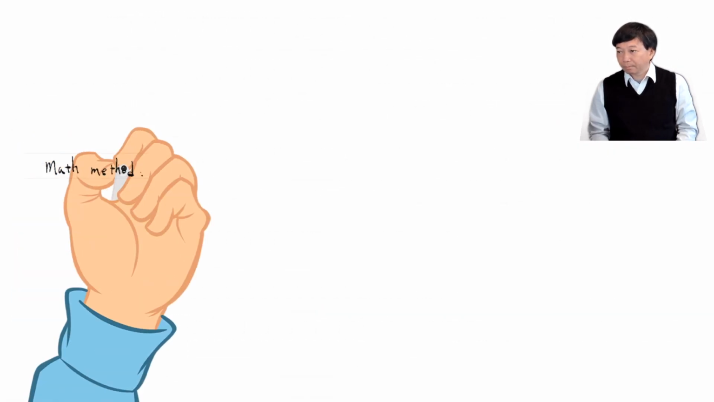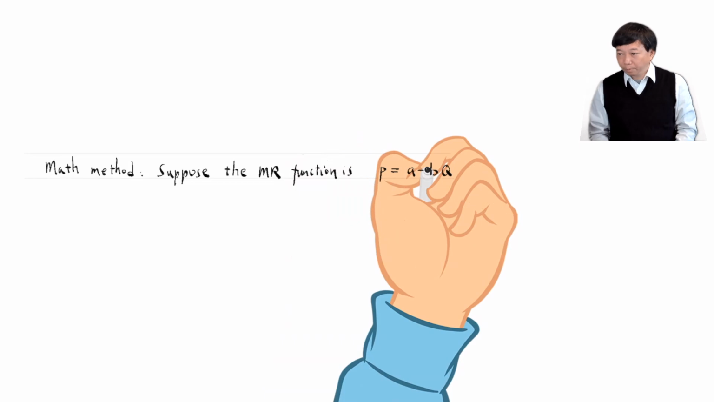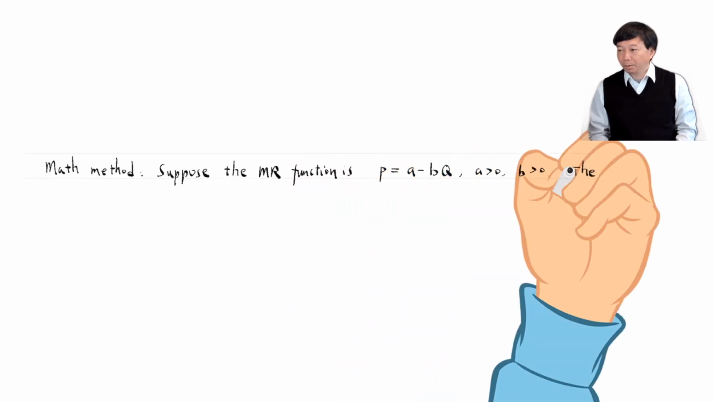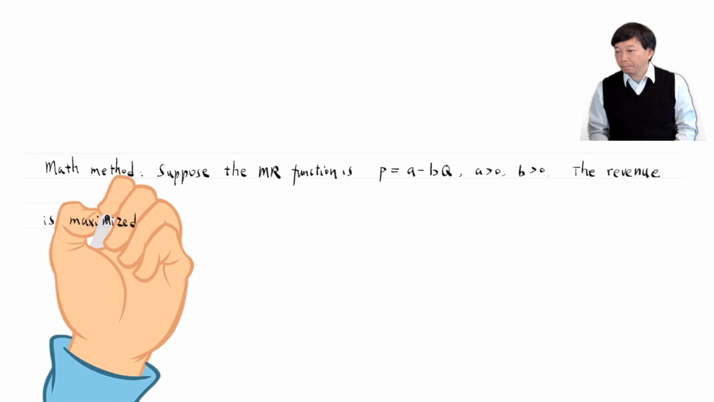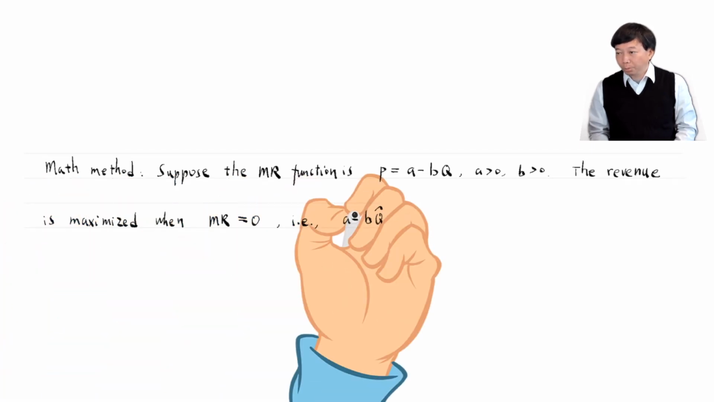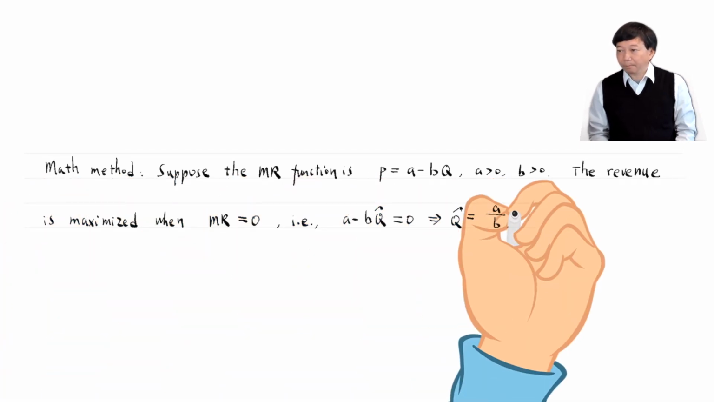Next, we use the math method. Suppose the marginal revenue function is P equals A minus B times Q. A and B are positive. It ensures the marginal revenue curve is strictly downward sloping. The firm's revenue is maximized when marginal revenue equals 0. That is, Q hat equals A over B.